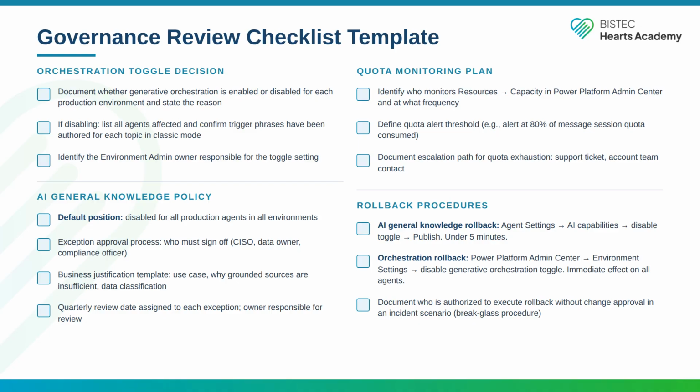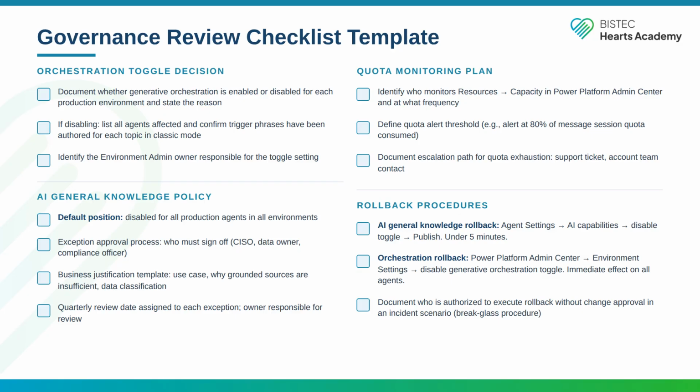Quota monitoring plan section: named owner, specific frequency, concrete alert threshold. Alerting at 80% of message session quota gives time to act before service degrades. Know the escalation path: support ticket format, account team contact name, confirmation of the temporary quota increase process.